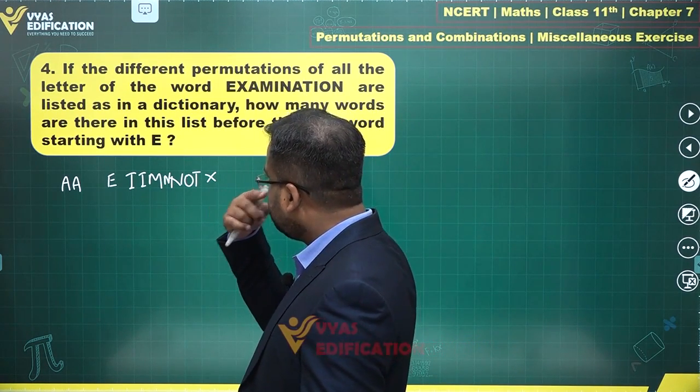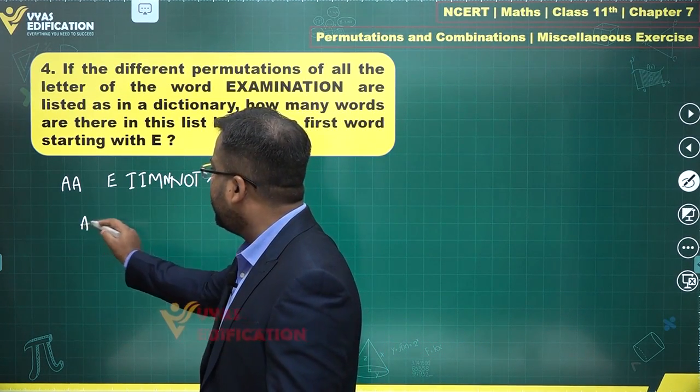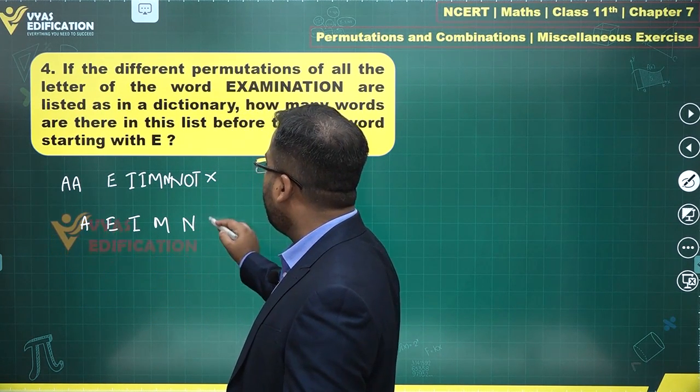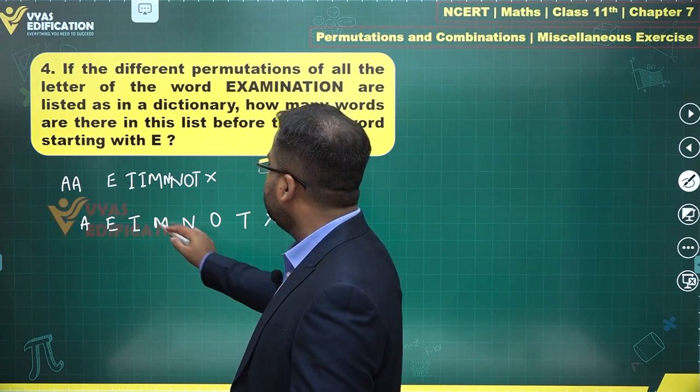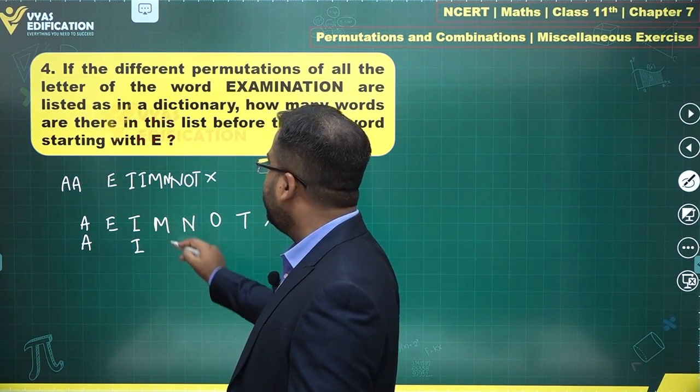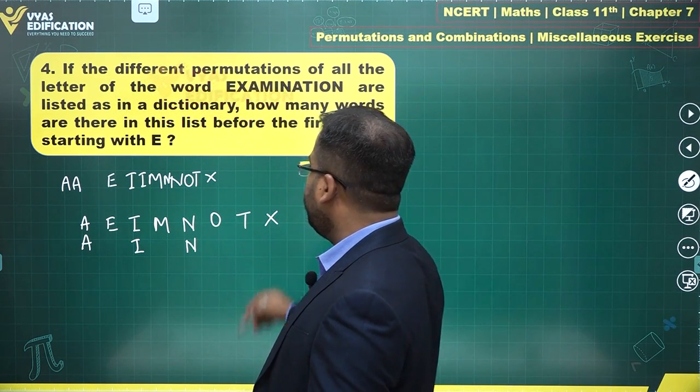Let's write in this manner. Actually, A, E, I, M, N, O, T, X. These are the letters that we have. A is repeated, I is repeated, N is repeated, O, T, X are not repeated.